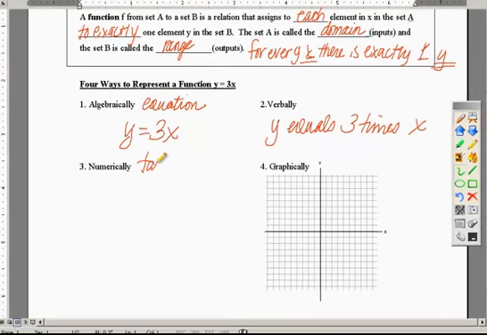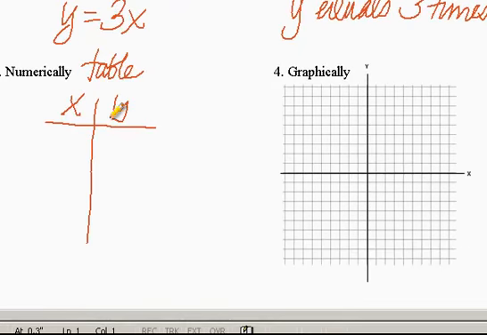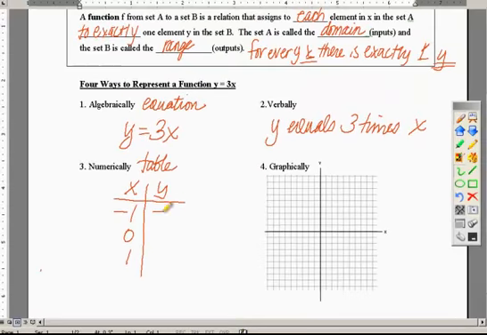Numerically is the idea of a table where we picked some x values and we plugged them in our function to get the y's. So like -1, 0, 1, we'll just do a couple. If x is -1, -1 times 3 gets -3. And again, I'm using this function. If x is 0, 0 times 3 is 0. And if x is 1, 1 times 3 is 3. And so that's the third way to represent, is if we ask you numerically to write a table.